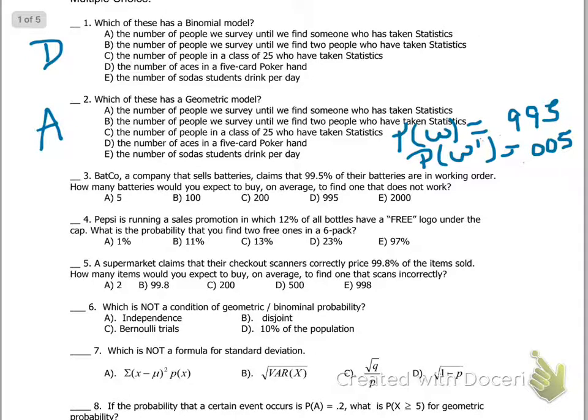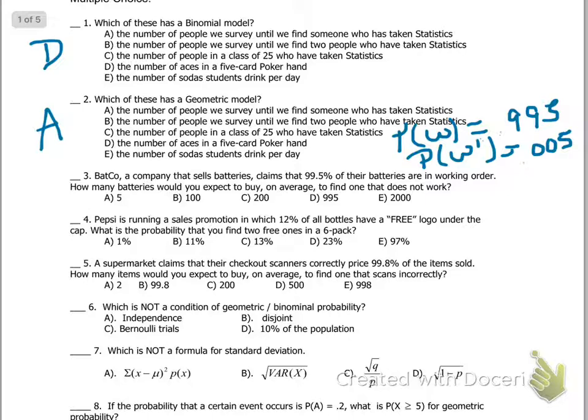Okay, number 3. They say a company that sells batteries claims that 99.5% of their batteries are in working order. Now they ask, how many batteries would you expect to buy to find one that does not work? So look over here on the side. I say the probability that something works is 0.995. So the probability that it doesn't work is 0.005.